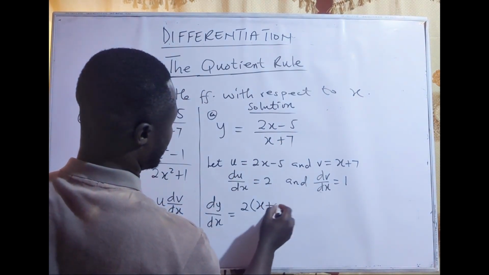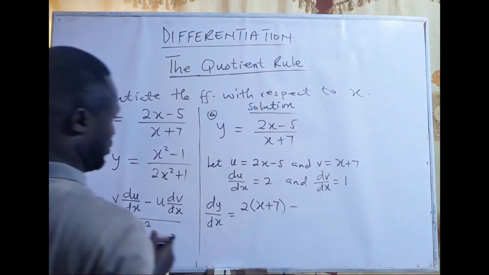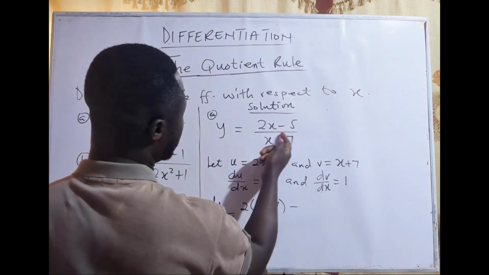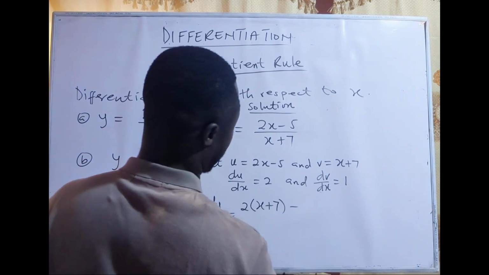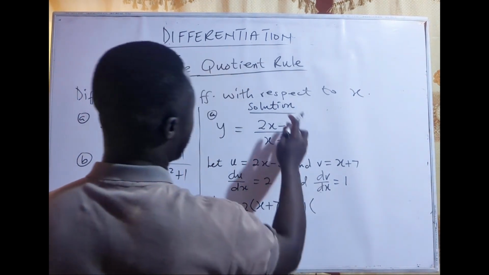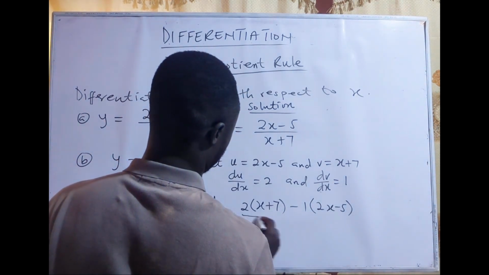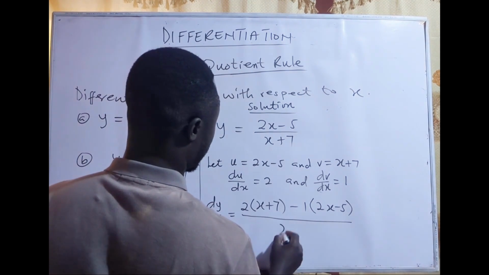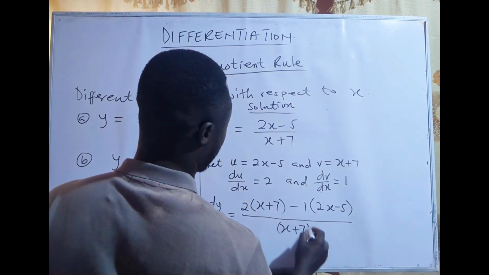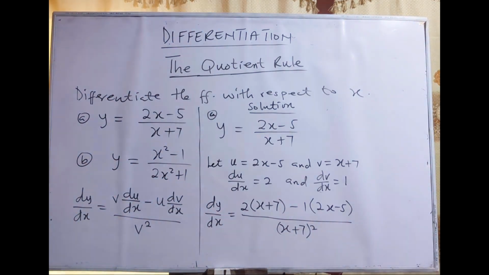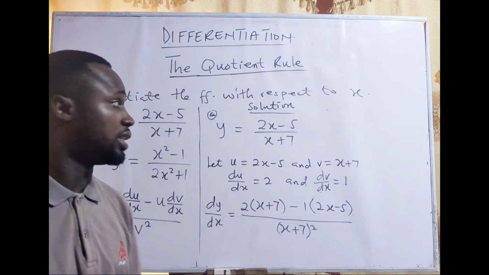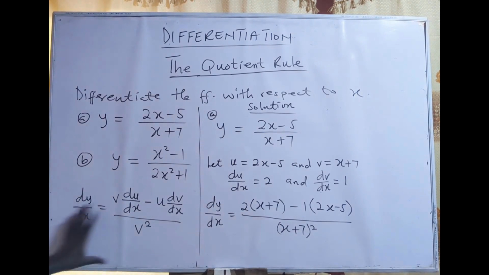Multiply by the denominator 7 minus, then differentiate the denominator, it will give us 1. Then multiply by the numerator, 2x minus 5, all divided by the denominator x plus 7 all squared. Even if you know this approach, there is no need of memorizing all these formulas.